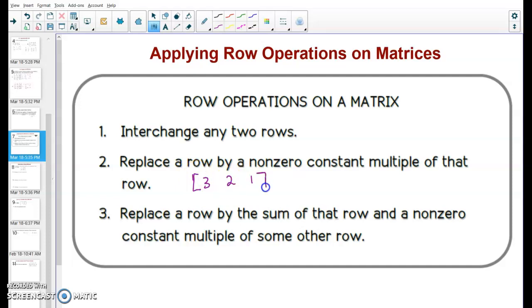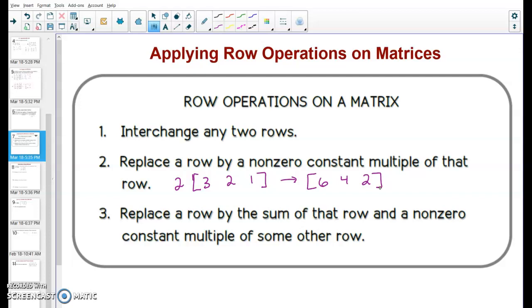We can replace a row by a non-zero constant multiple of that row. What that is saying is you can multiply a row. Let's say we have this, so it's a 3 by 1. There's one of our rows in a matrix. You can multiply that entire row by, let's say, 2. Okay, so your new matrix then would be 6, 4, 2. You're allowed to do that. You're allowed to multiply it by a non-zero constant, or a number, of that row.